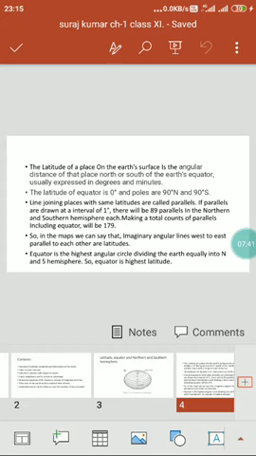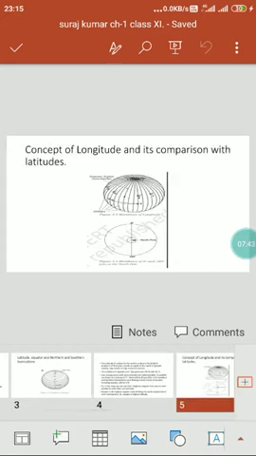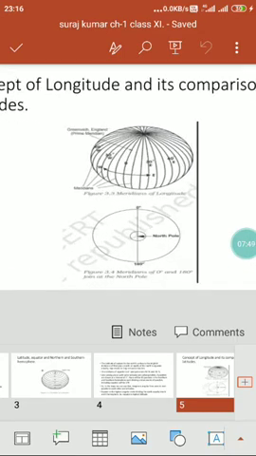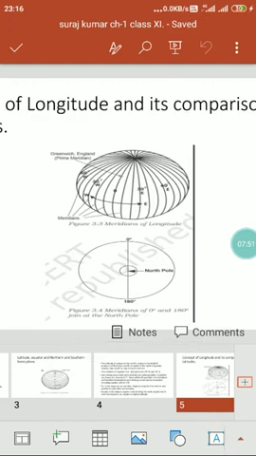So this is all about the latitudes. Then we will look into the longitudes. Just see the concept of longitudes and its comparison with latitudes. So if you see, this is exactly the longitudes. You can watch it clearly from here itself that longitudes are like a line originating from northern hemisphere and merging into the southern hemisphere.